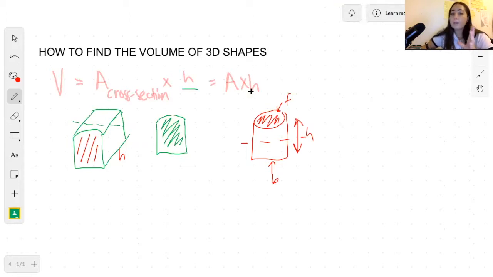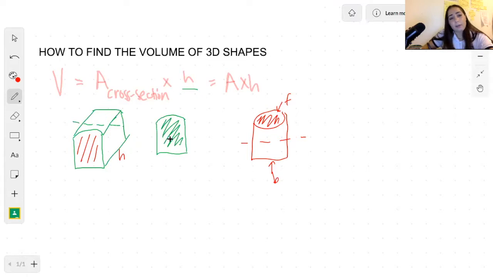Your height is going to be dependent on the shape that you're dealing with. But it's important for you to recognize what the height is in this formula, and the height is basically the distance between your front cross section and your back cross section. It's not necessarily mathematically correct, but it's the way that I prefer to look at it. And it's the best way that I explain it to my students, because I feel like that's the best way to visually grasp what you're dealing with.